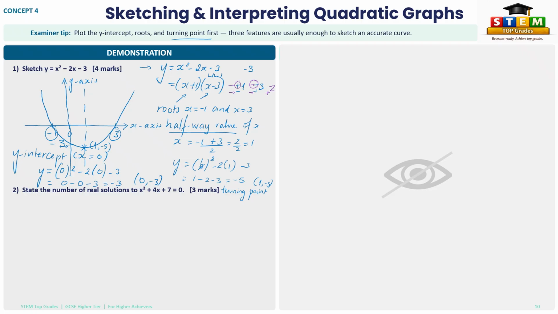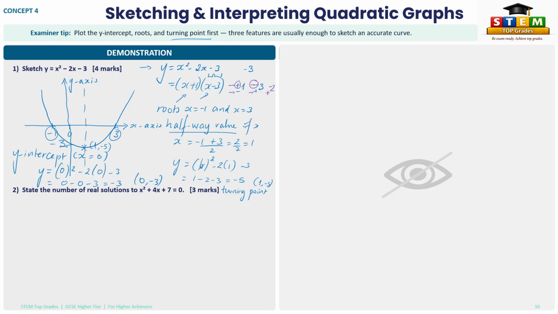Moving on to the next one, we want to know how many real solutions we have for this expression. Now, the way we are going to do this is to work out what we call the discriminant. Now, the word discriminant is not in the syllabus, but there's a formula for working it out. And the reason is as follows.